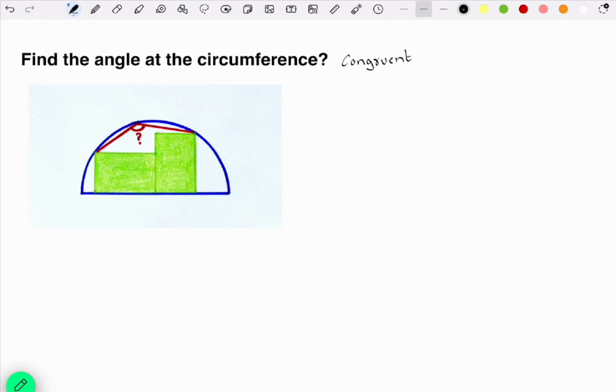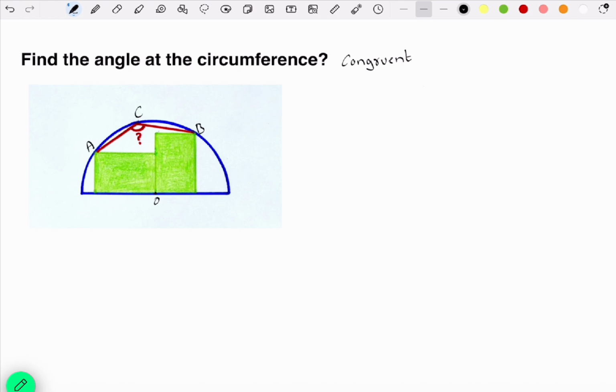Let's name the common point of both these rectangles and the diameter intersection as O. Till now, the point O is not the center of the semicircle. It is just the intersection point of both the rectangles and the diameter of the semicircle. Let's name some more points on this diagram. Here it is A, here it is B, and here it is C.